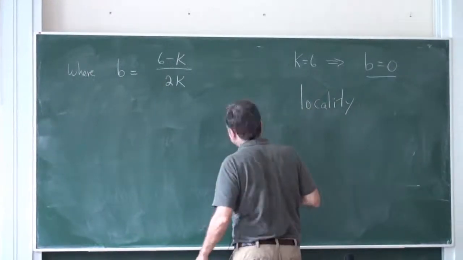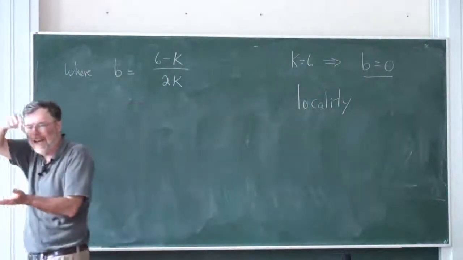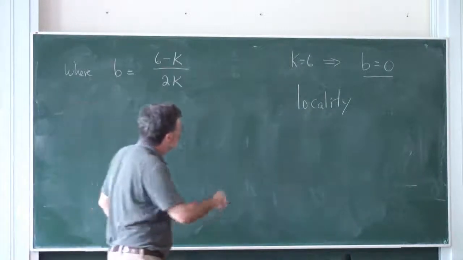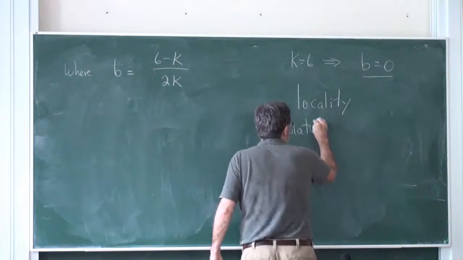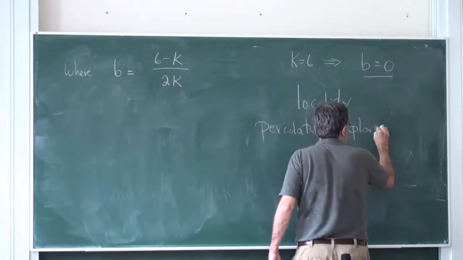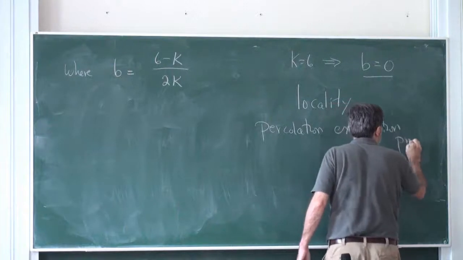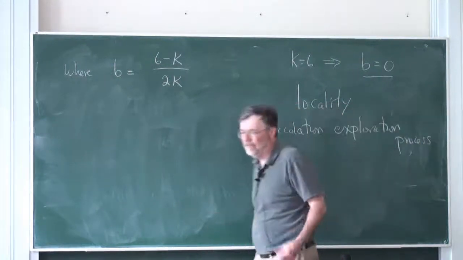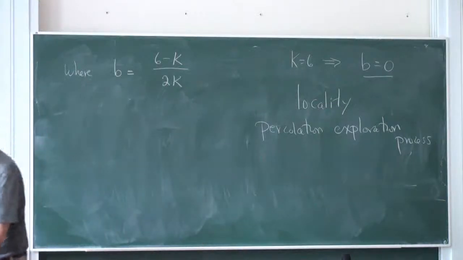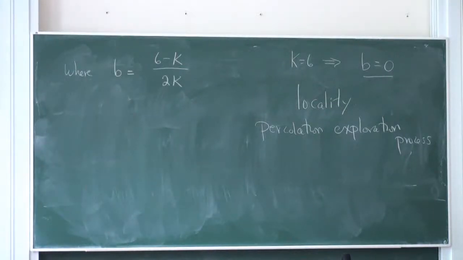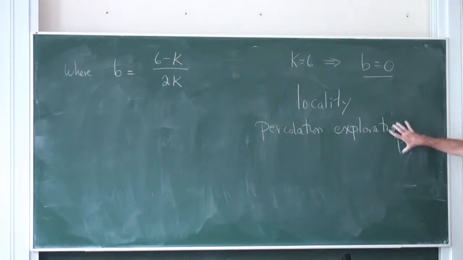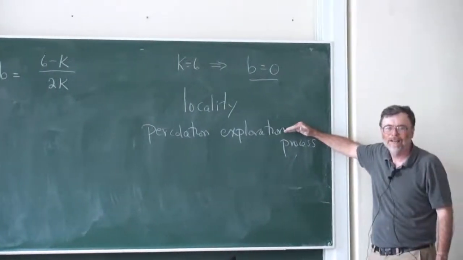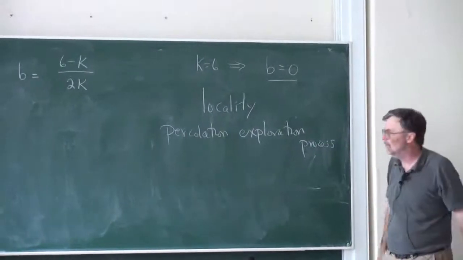Now, kappa equals 6 happens to be one of the curves that actually has intersections, and I'll just say that this is the interface for the percolation exploration process. And Smirnov proved that the exploration process actually converges to kappa equals 6. But this is an example. I won't define this now, but if you did this discretely, you would see that this thing would have to satisfy locality. And this is the only kappa that satisfies locality.